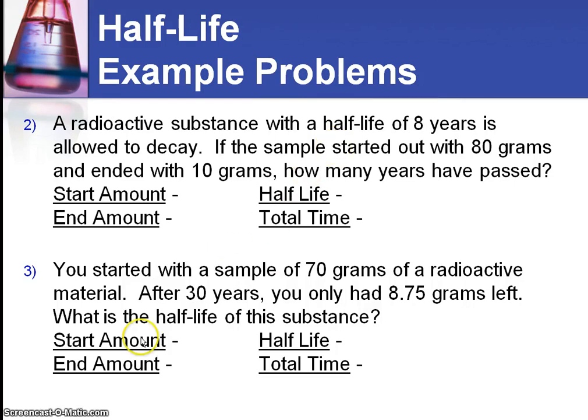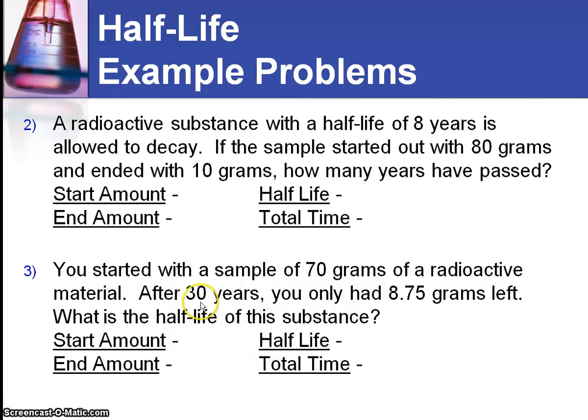Number 3, you've got your starting amount is 70 grams. Your ending amount is 8.75 grams. So just keep dividing it by 2 each time. So 70 divided by 2 is 35. That was 1 half-life. Divided by 2 is 17.5. That's 2 half-lives. Divided by 2 is 8.75. So it took 3 half-lives to get from 70 to 8.75.